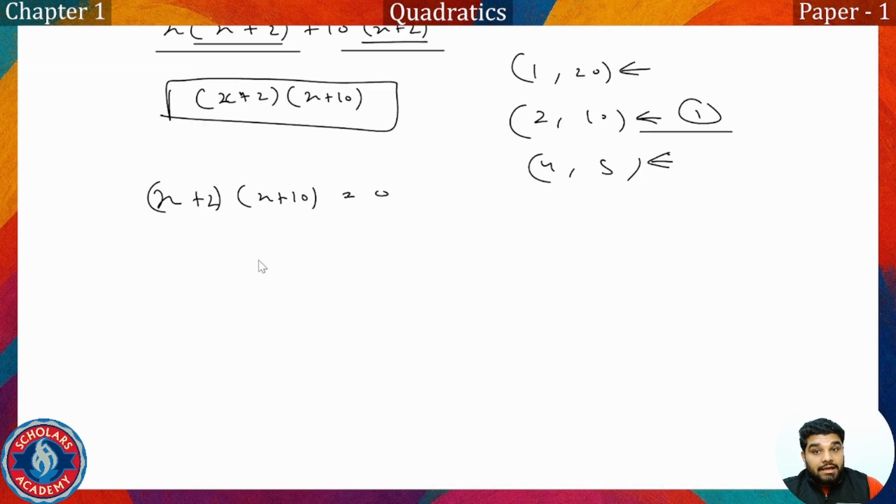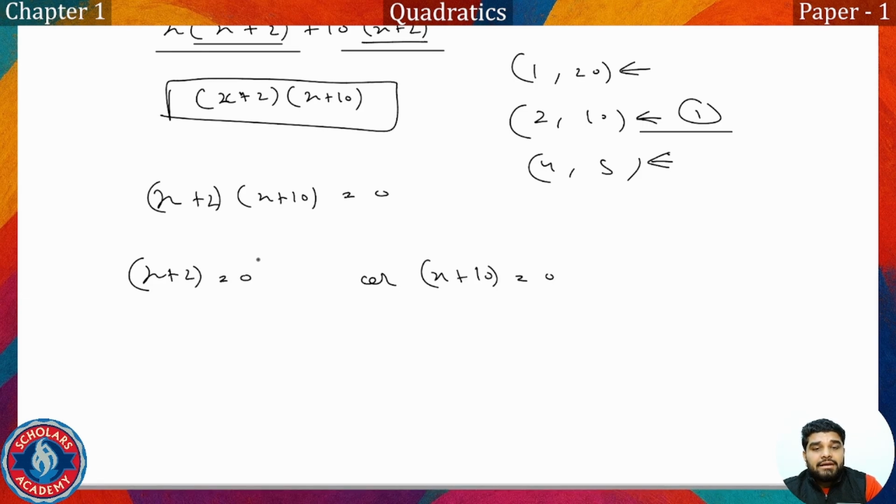It means either x plus 2 is equal to 0 or x plus 10 is equal to 0. So x is equal to negative 2 from this particular equation, or x is equal to negative 10 from this particular equation. I get two values of x.